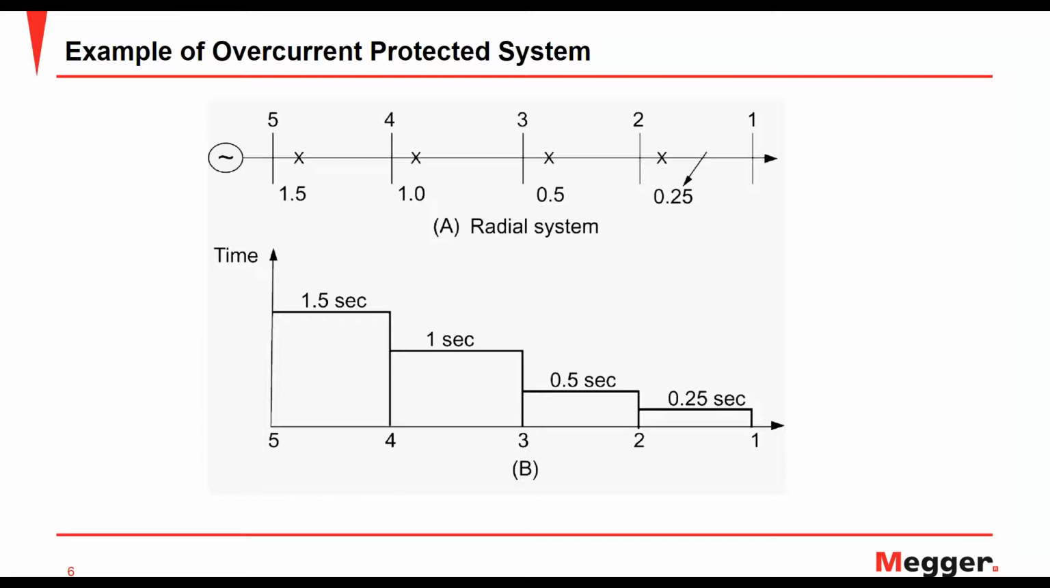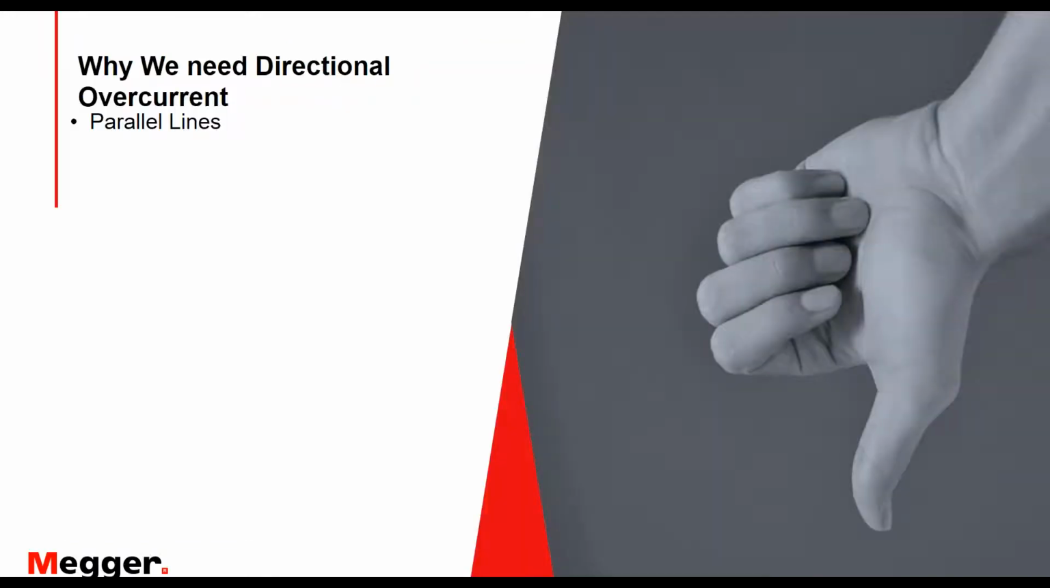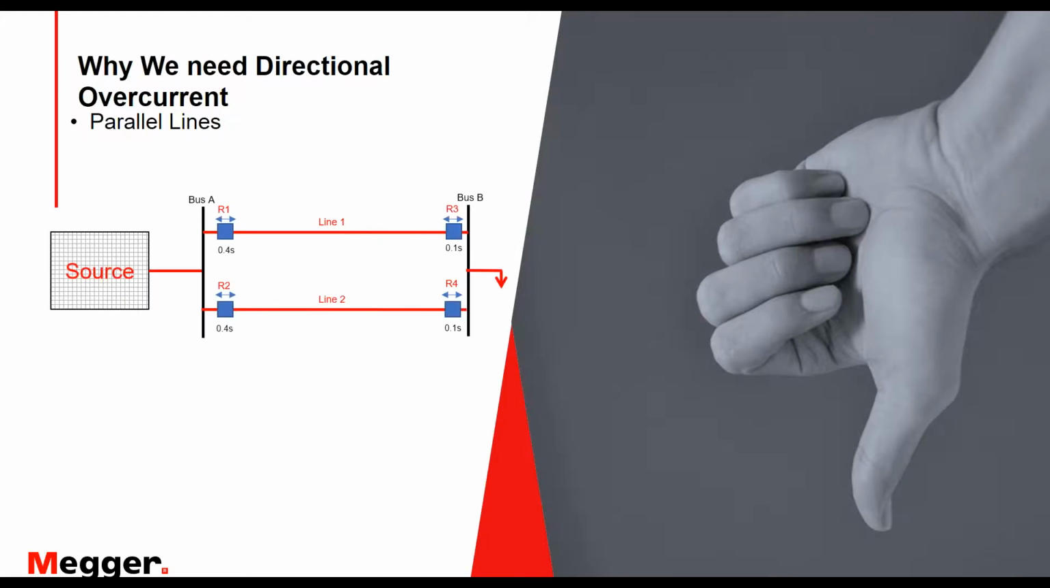So the question is now, where do we need a directional overcurrent protection? There are a lot of cases. This is just one case I am going to explain. It is a parallel line configuration. When you have a parallel line configuration in your system, and you don't have a directional overcurrent relay, you have a non-directional overcurrent relay.